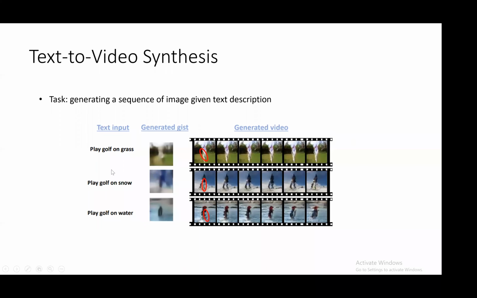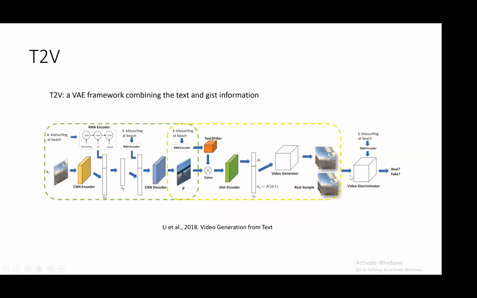First, we need the content between the generated videos and the sentence to be closer, and also we need consistency between different generated frames. That's the goal of this task. The T2V framework was the first one proposed for this task.